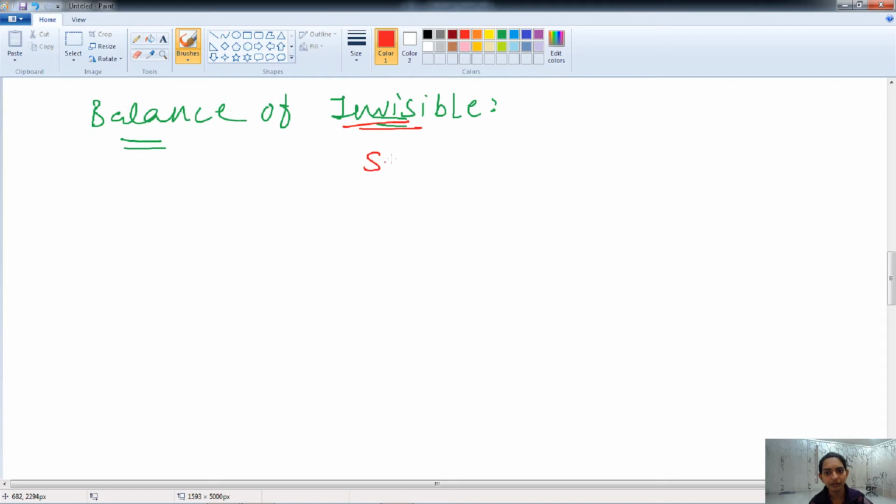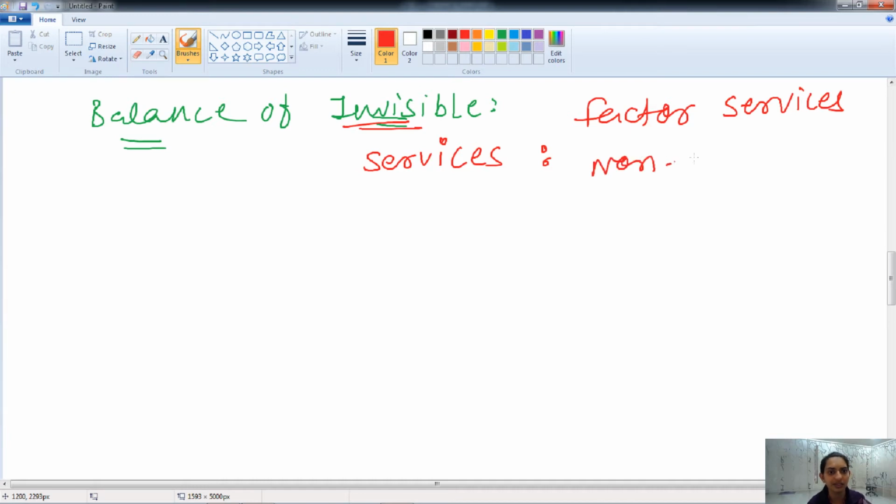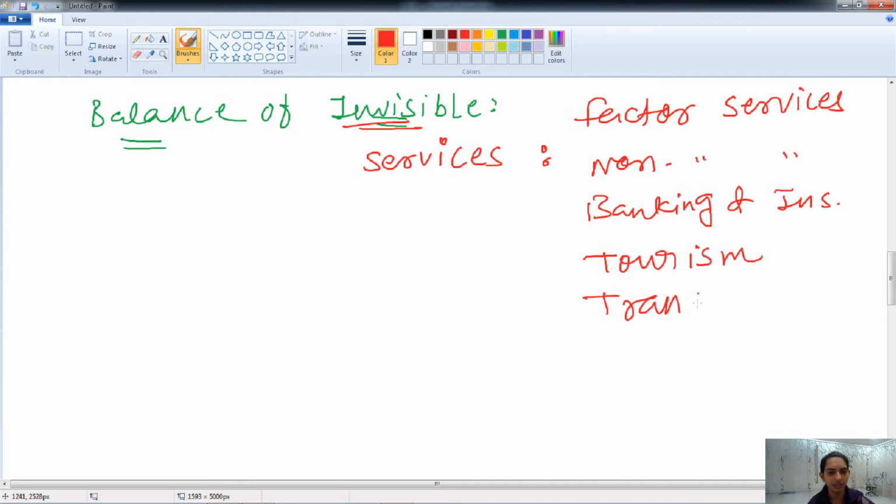Here the balance of invisible includes services. Services may be rendered to or received from the rest of the world, okay. It includes the factor services like land, labor and capital services, then non-factor services like banking and insurance services, okay. It includes the banking and insurance services, then tourism services provided by the country, okay, or the transportation services, okay. So the services are all these, okay.